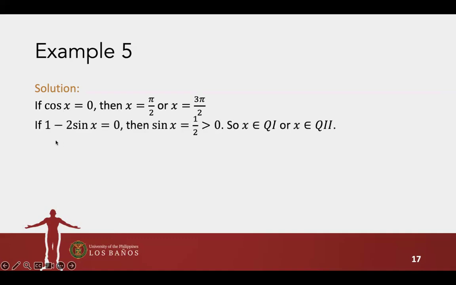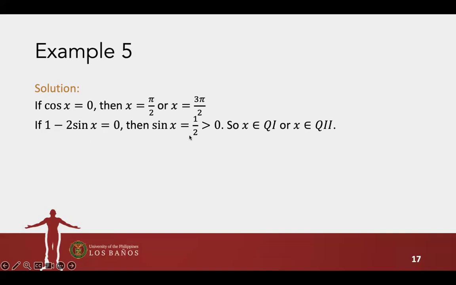Next, if we have 1 minus 2 sine x equals 0, take note, we first simplify this one. We isolate sine x. So we add negative 1 to both sides. We will get negative 2 sine x equals negative 1. And then we divide both sides by negative 2. That's why we have sine x equals 1 half.